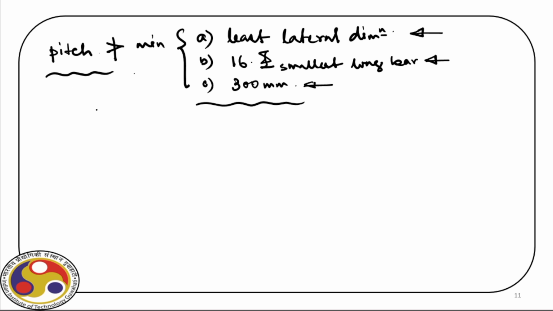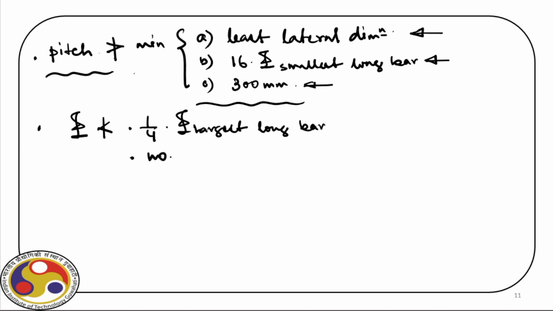of these lateral ties. Then next, for this lateral tie, the diameter should not be less than 1/4 of phi of the largest longitudinal bar, and in no case less than 5 millimeter.